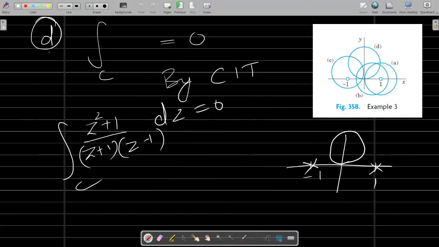Now moving on to the last part of the question. The last curve is this curve D, and it does not contain either of the two non-analytic points, minus 1 and 1. Both of them are outside of the given curve. So what that means is, the given function g of z, that is z square plus 1 by z plus 1 into z minus 1, is analytic inside the given curve. So you can directly use Cauchy's integral theorem. By Cauchy's integral theorem, integral over c f of z dz is equal to 0, since the given function is analytic inside the given curve.